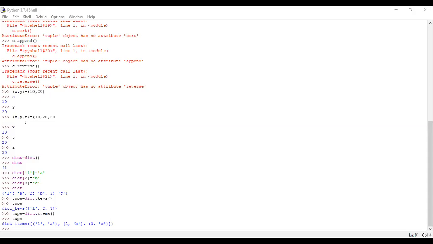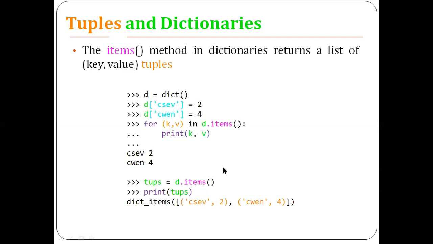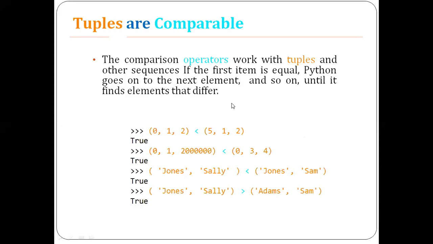Right? This is how your function works. So that is how you can extract or assign the dictionary items into tuples. Now let us look at how you can also use the comparison operation between the tuples. The comparison operators work with tuples and other sequences.